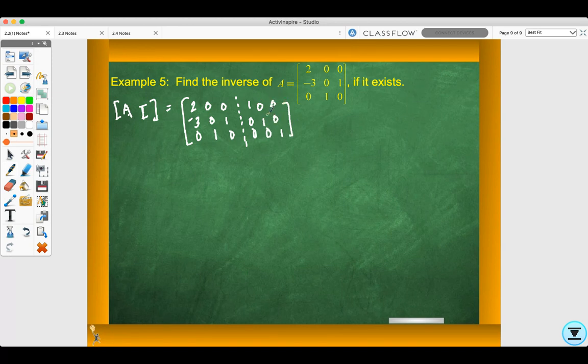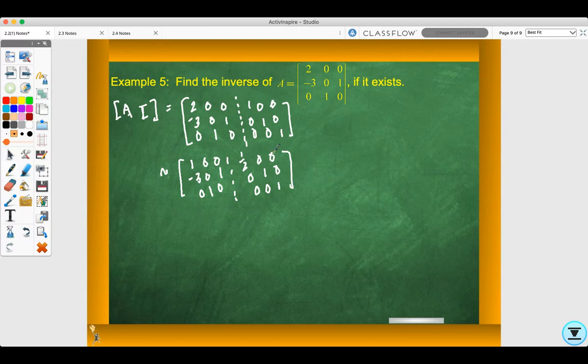And now what you do is you perform elementary row operations until this becomes the identity matrix, and this would give you A inverse. Okay, so the first thing I'm going to do is take 1/2 of row 1, so that I would have a leading 1 here. So that would give me 1, negative 3, 0, 0, 0, 1, 0, 1, 0. Since I did 1/2 to this row, I have to do 1/2 to this row, so it'd be 1/2, 0, 0, 0, 1, 0, 0, 0, 1.